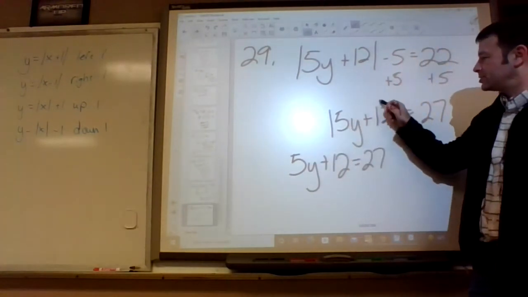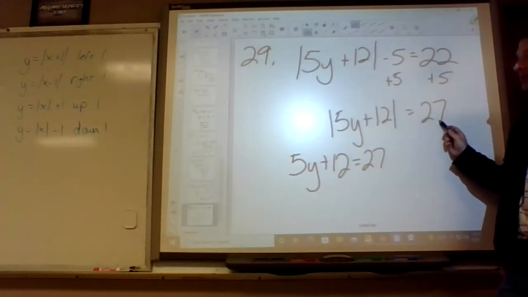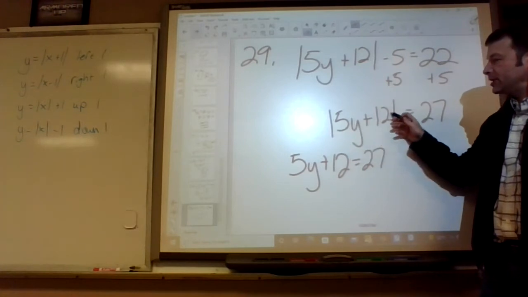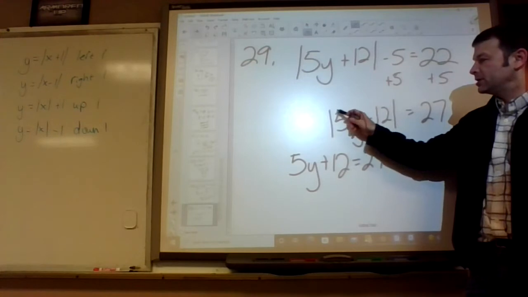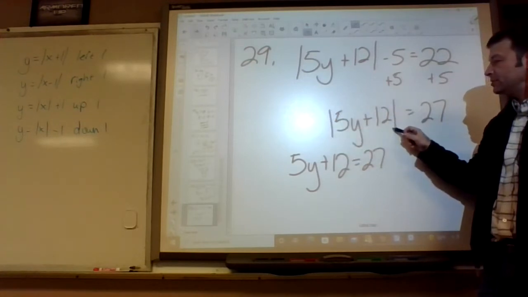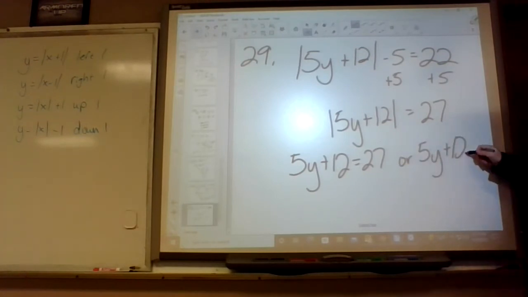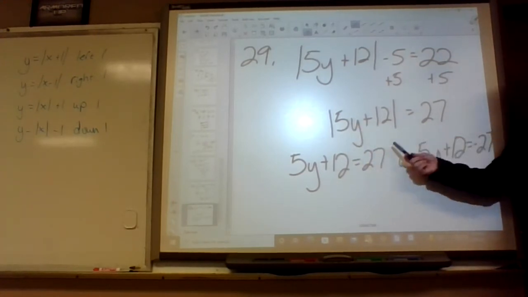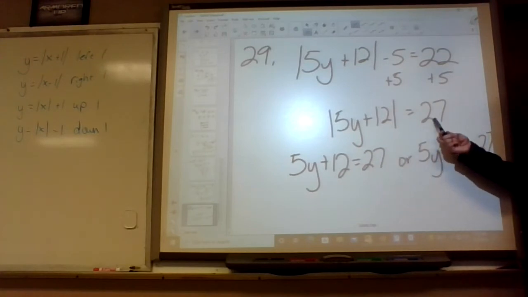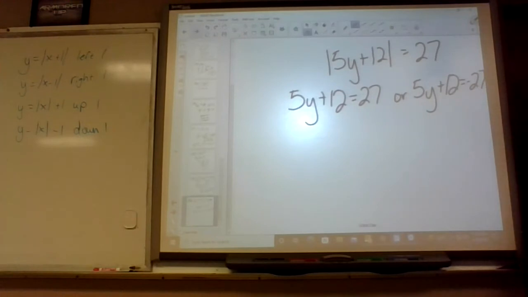Because if this comes out as 27, what's the absolute value of 27? 27. But also, this stuff right here could turn into a negative 27. Because what's the absolute value of negative 27? 27. So it could also equal negative 27. So when it's an absolute value problem, we set it up as two different things: equal to 27 or equal to negative 27. And you solve them both separately.